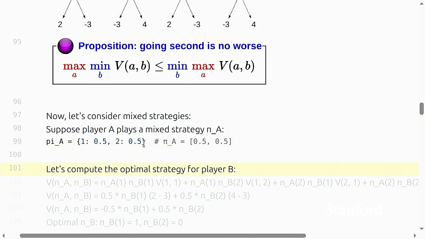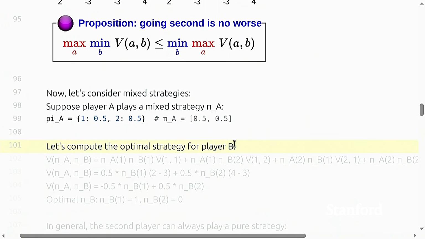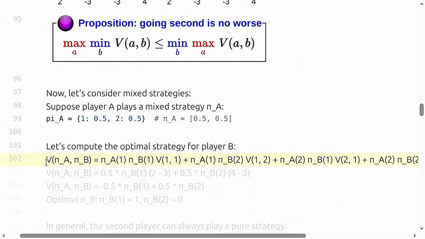Now, suppose player B knows player A is going to do this. What is the best thing for player B? So now I'm going to do some very simple algebra to figure out the answer here. Just expand the definition of the game value into 4 terms, where each of the 4 terms corresponds to a different combination of actions. Each term has the probability under A, the probability under B, and then the payoff matrix entry. And then I'm going to start simplifying this.